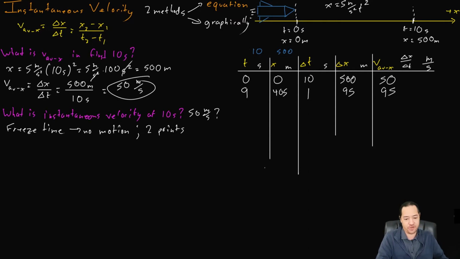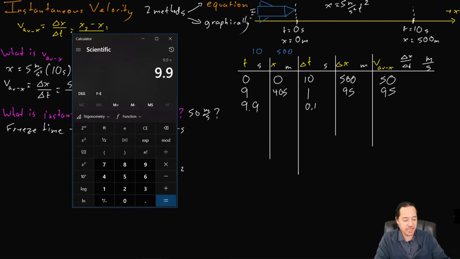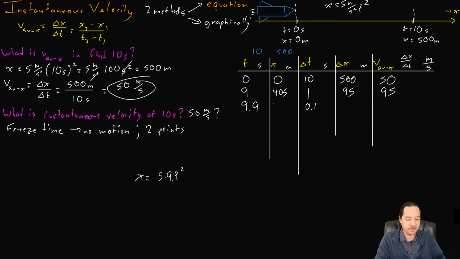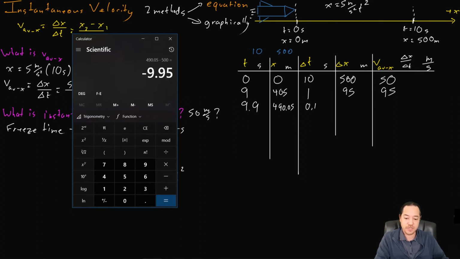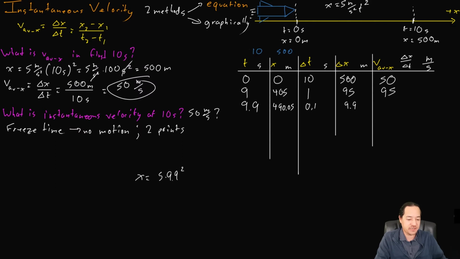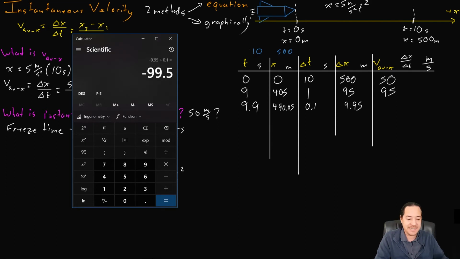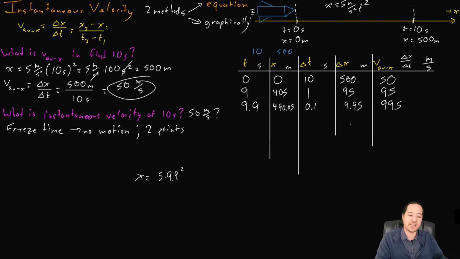What if we shrink this delta t even further? What if instead of 1 second delta t, we look at 9.9 seconds to 10 seconds? So our delta t is a tenth of a second. How does that look? Well, what's our position going to be? It's going to be 5 times 9.9 squared. So this would be 9.9 times 9.9 times 5, 490.05. That's our x position here. And our displacement is going to be 9.95 meters. So over this last tenth of a second, the rocket moves 9.95 meters. And that means the average velocity is going to be 9.95 divided by 0.1, 99.5 meters per second. So it's even faster than what it was between 9 and 10 seconds. It's a little bit faster.